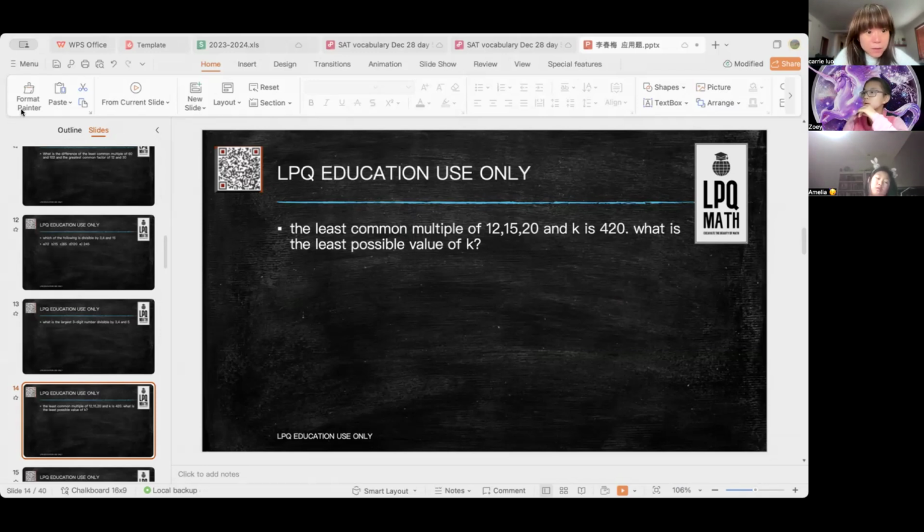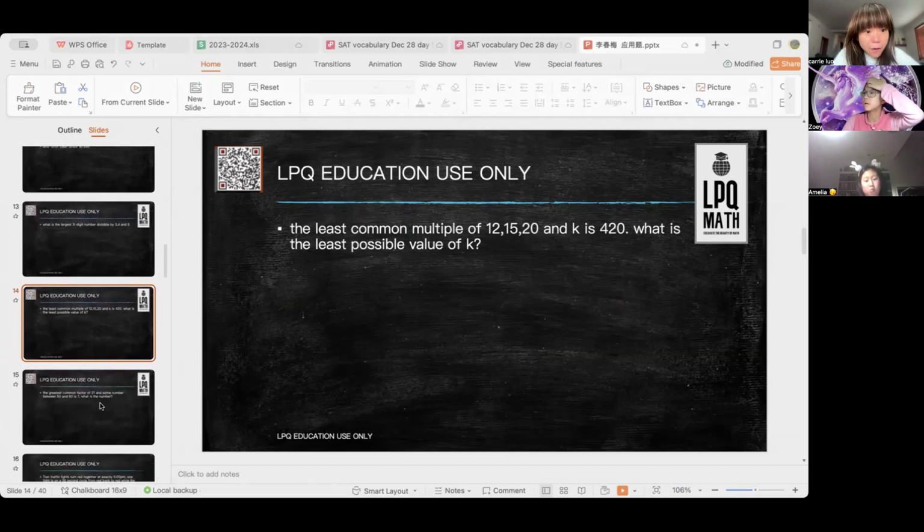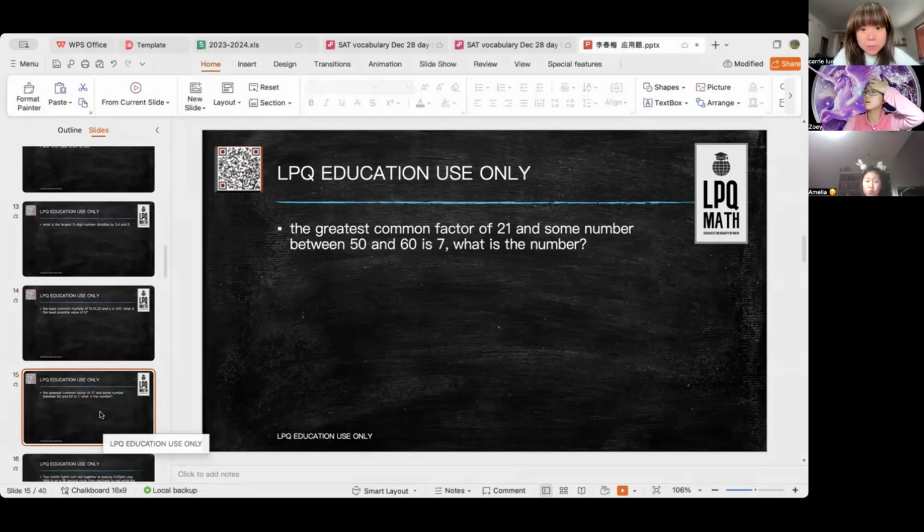Okay, so do you understand how to do this question? Okay, so let's take a look at the next one, okay? The greatest common factor of 21 and some number between 50 and 60 is 7. What is that number? It should be easy.